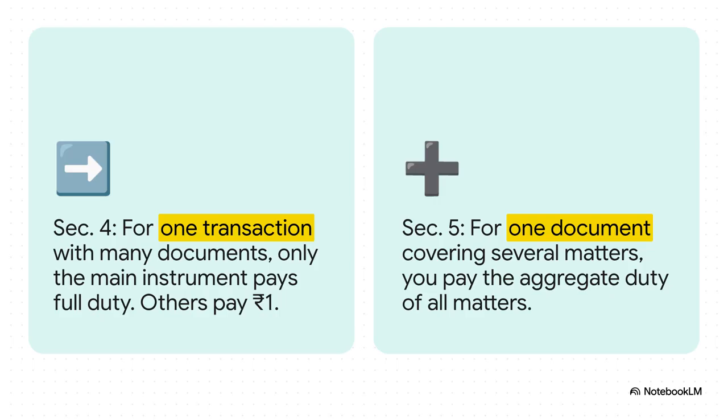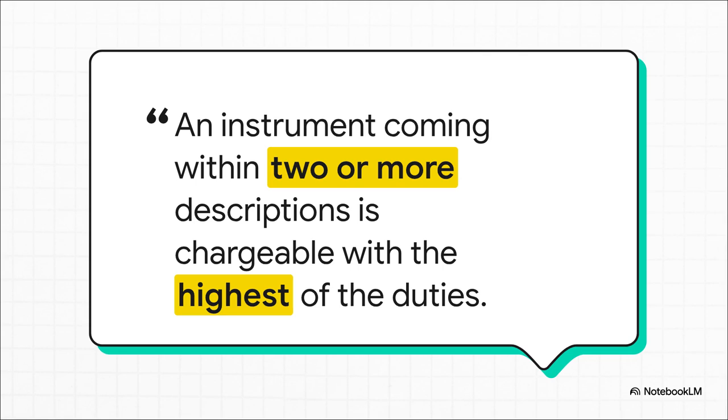But on the other hand, you have Section 5. This is for one single document that covers several different transactions. Here, you have to add up the duties for each matter and pay the total. So what happens if a document is a bit ambiguous? It could be described in a couple of different ways, and each way has a different duty rate.